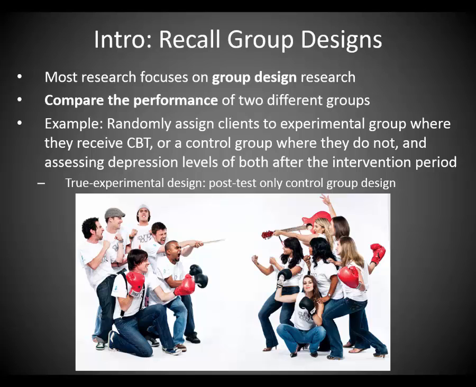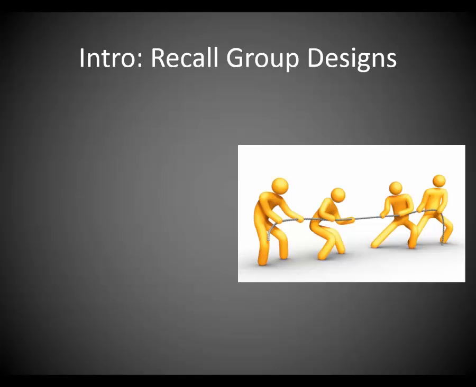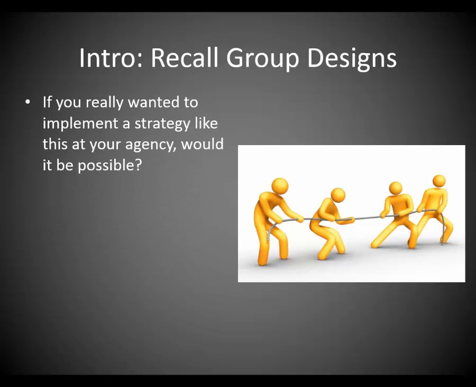With one case like this, it might be a post-test only control group design, once again, where some clients are receiving an intervention and some clients are not. Now, with group research designs, if we really wanted to implement a strategy like this at our agency, we have to question whether or not it would be possible or feasible for us. In many cases, in order to do something like this, it would take a lot of additional help and partnerships to make research like this happen.